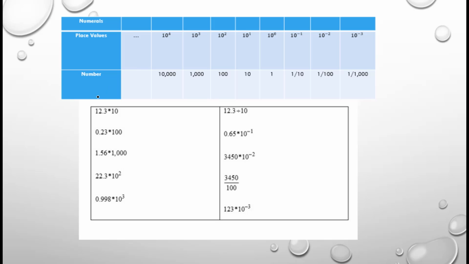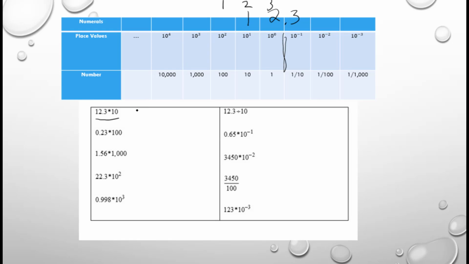So I'm just going to do a couple of these. I'm going to do like this one here. I'm going to put it up here. Here's the decimal point here, right? So this is 1/10, 2 1s, and 3 10s. And I'm going to multiply it by 10. That means I'm going to shift it to make it 10 times bigger. So I shift, and shift. So 12.3 times 10 is 123.